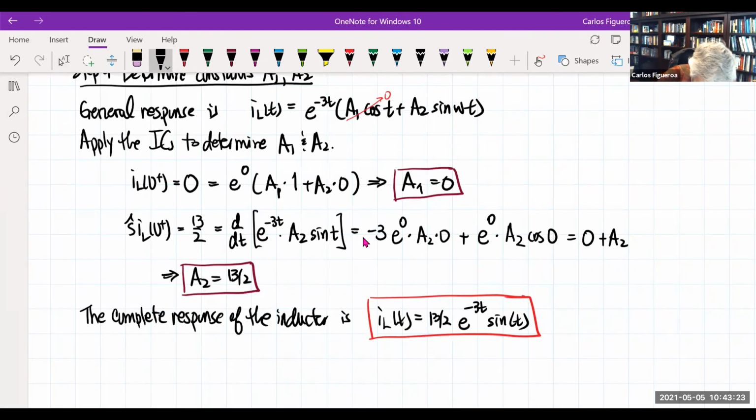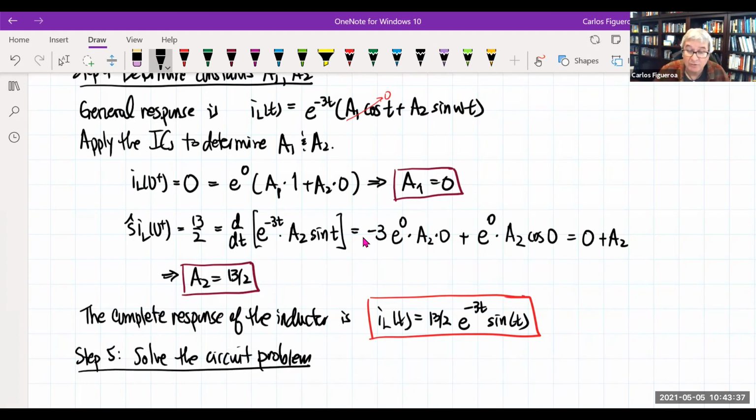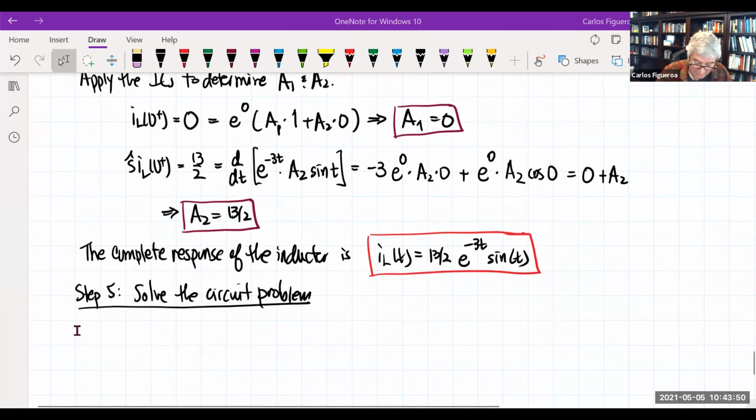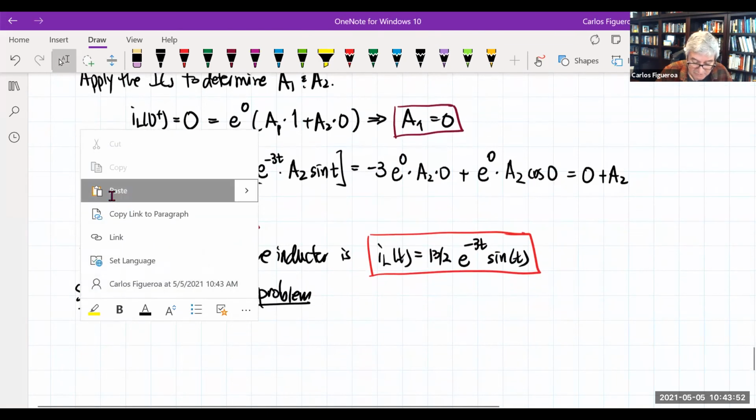So now that we got that, guess what? There's a step 5. Solve the circuit problem. So if I go back to our question here, let me go grab it and bring it down here. It looks like this. So this is what the question is.